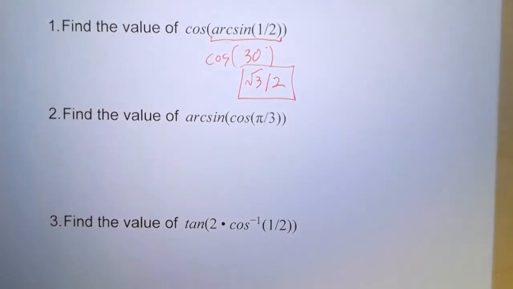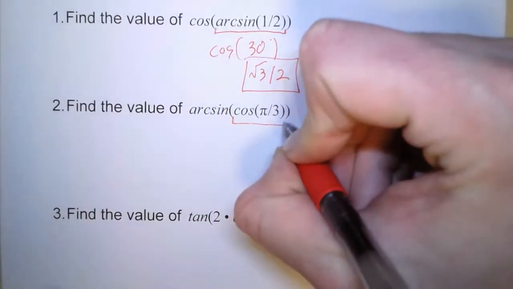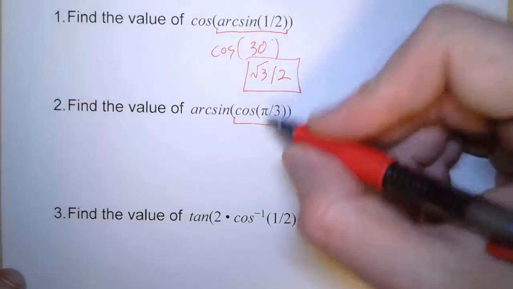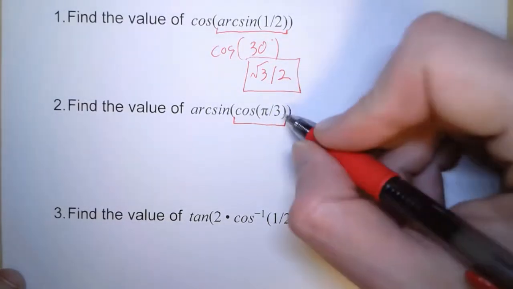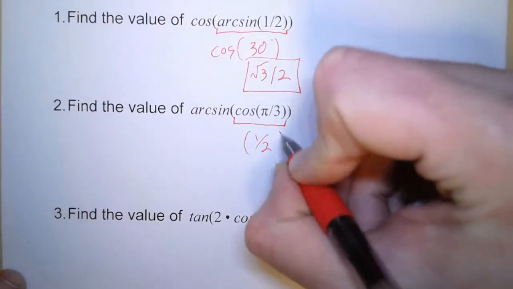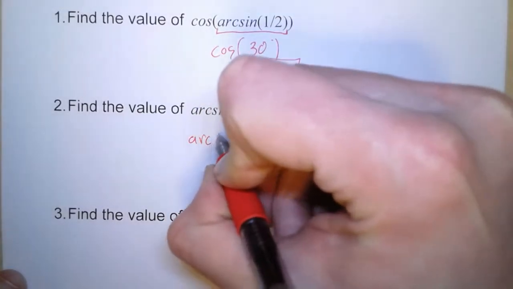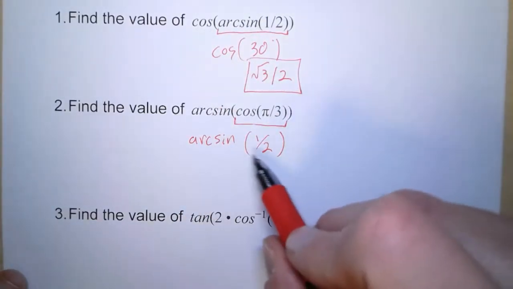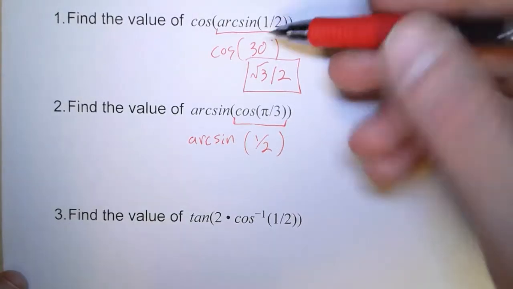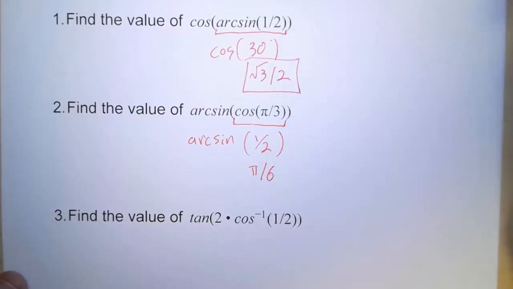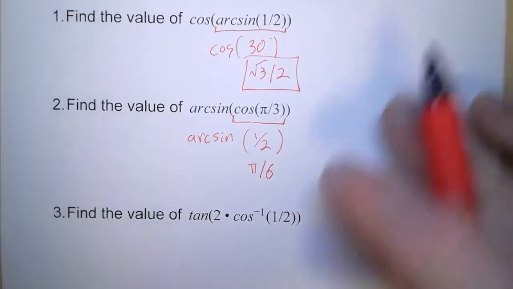For number 2, here we first want to figure out what is cosine of pi/3. On the unit circle I have to think, what is the x value at pi/3? And that value is 1/2. So now we're saying arcsine of 1/2. We're asking, what angle is sine 1/2? Well, that's the same as that value up there. And since we started in radians, let's stay consistent. So instead of 30 degrees, we'll put 60 degrees.